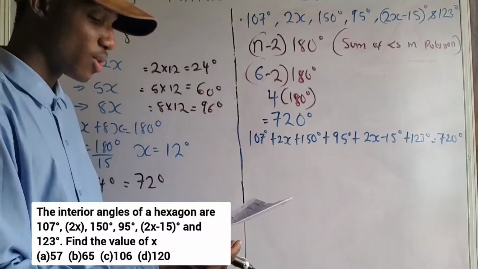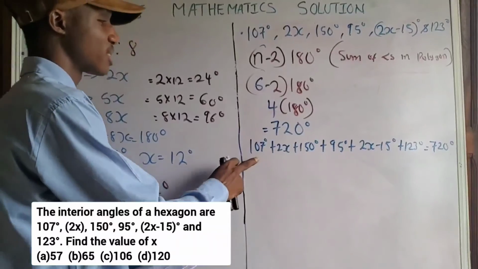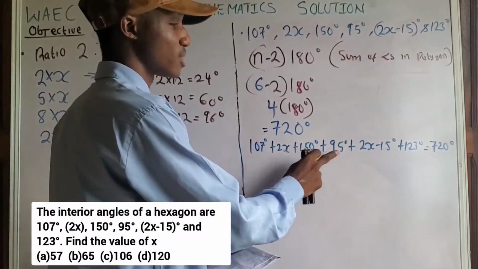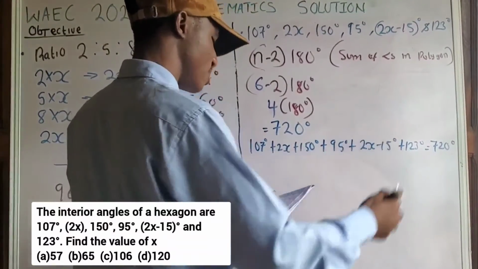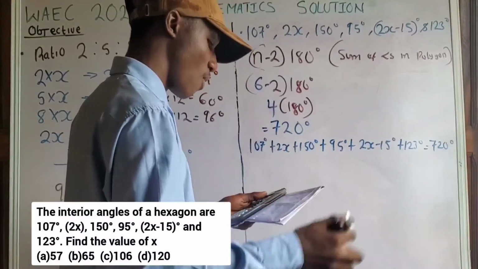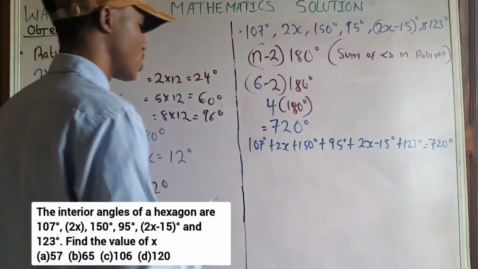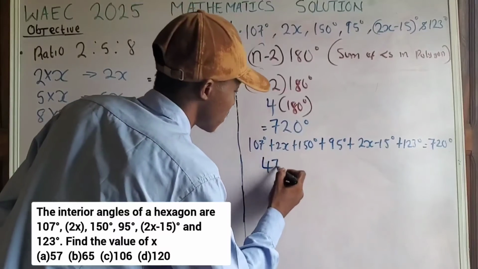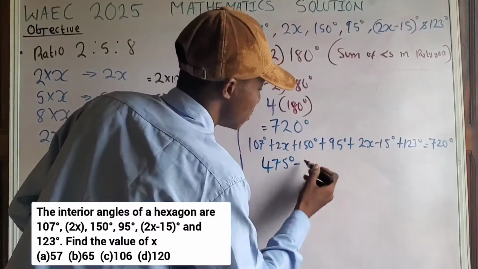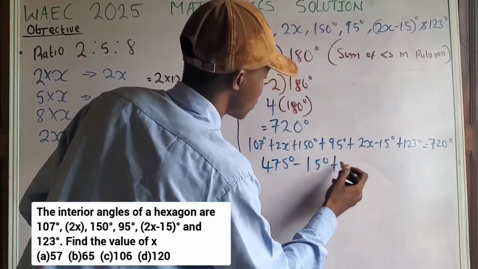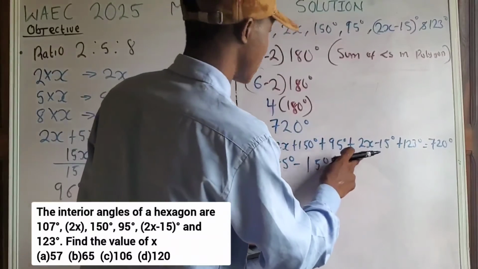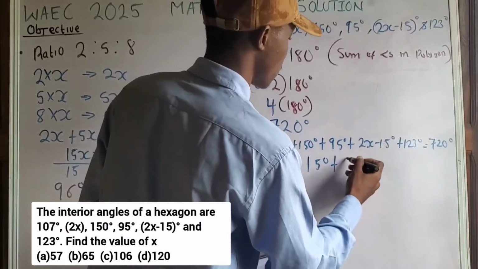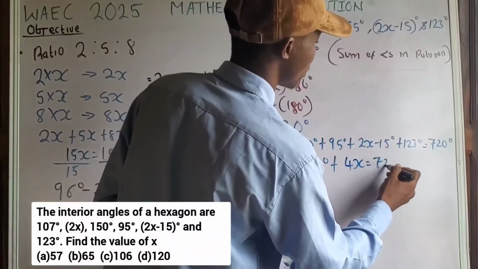Okay, now add all this together. I'm going to have 107 degrees plus 150 degrees plus 95 degrees plus 123 degrees. That will give us 475 degrees. Okay, so for this, I'm going to have 475 degrees minus this 15 degrees plus 2x plus 2x. That is what? 4x. So I'm going to have plus 4x equals 720 degrees.